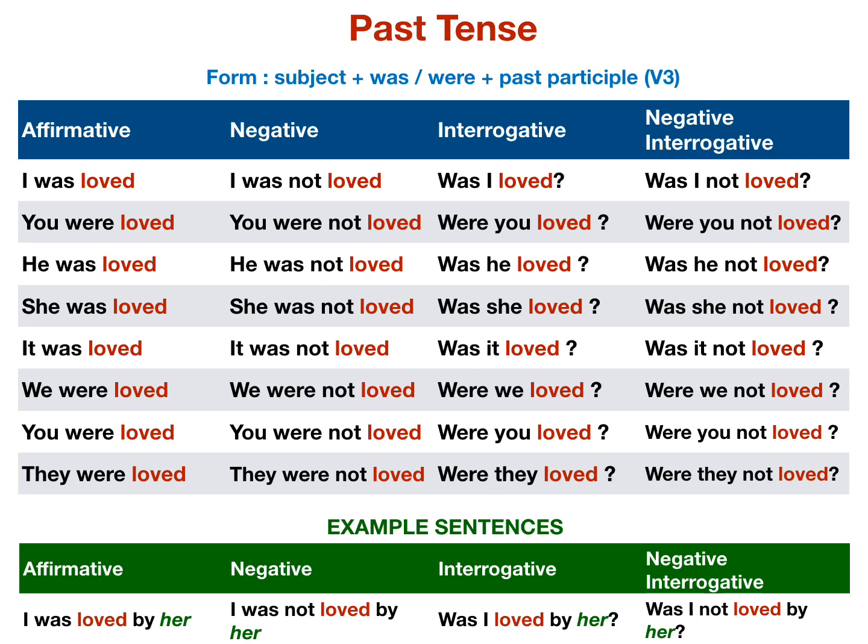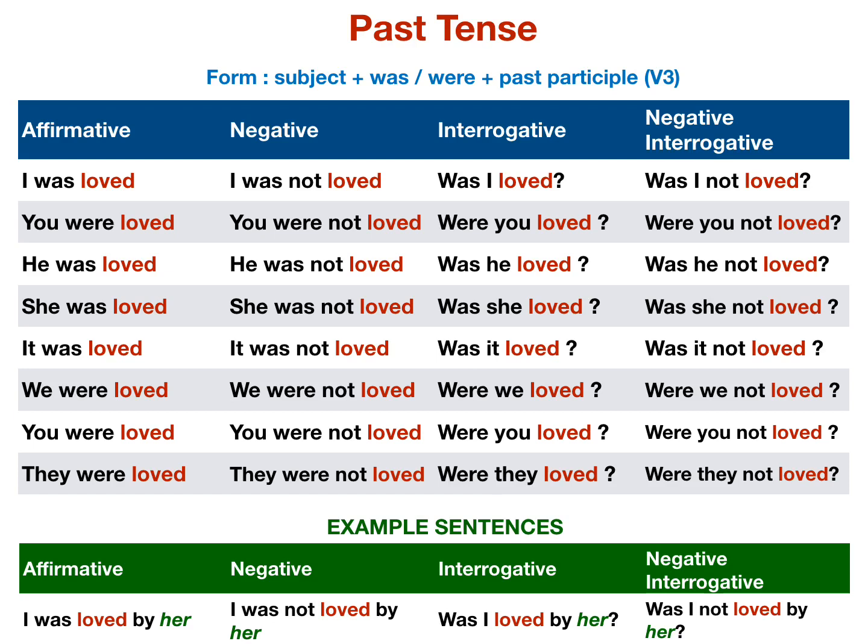She was loved. She was not loved. Was she loved? Was she not loved? It was loved. It was not loved. Was it loved? Was it not loved? We were loved. We were not loved. Were we loved? Were we not loved? You were loved. You were not loved. Were you loved? Were you not loved? They were loved. They were not loved. Were they loved? Were they not loved?